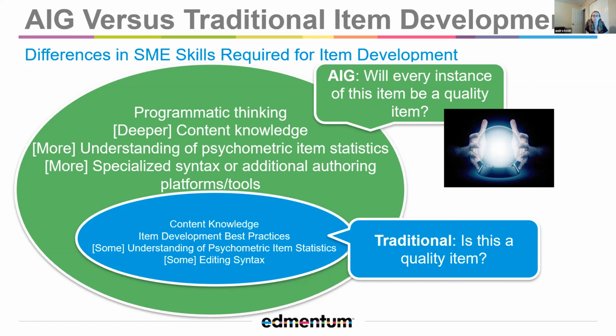So you have to think through what are the possible combinations of features and constraints that generate this pool of items. Deeper content knowledge to account for what might intentionally or unintentionally affect the difficulty of the item. Ideally, more understanding of psychometric item statistics, especially if you are trying to control the variance in the difficulty of items generated from the same item model. And if you're using any type of proprietary or licensed item generation tools, interfaces, platforms, etc., you likely need some more specialized syntax for how to input item models into that tool.